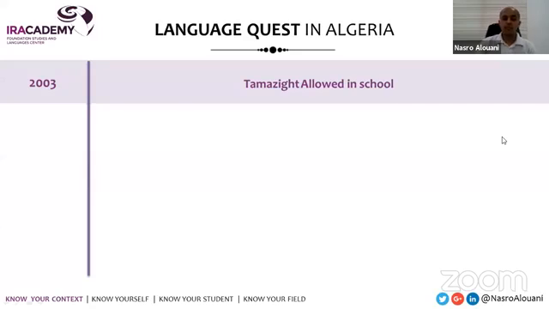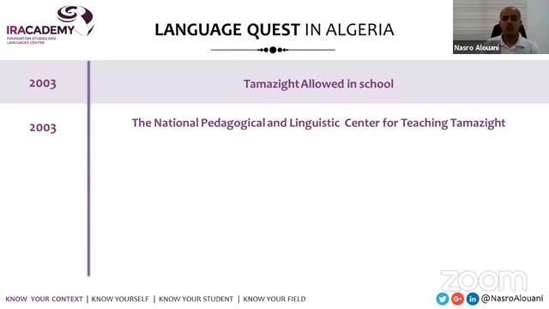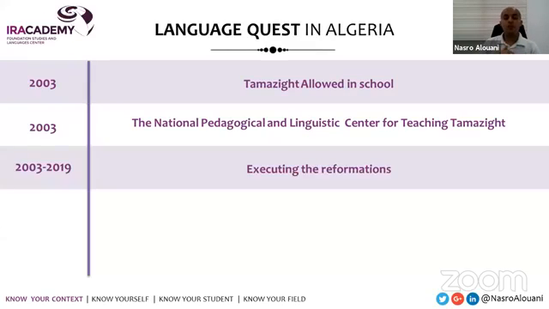In 2003, Tamazight was allowed in school. Here we can see the rise of the Tamazight language. In 2003 as well, the National Pedagogical and Linguistic Center for Teaching Tamazight was created in Algeria. From 2003 to 2019, we have Ben Bouzid and Ben Ghabrit executing the Benzaghou reformations.